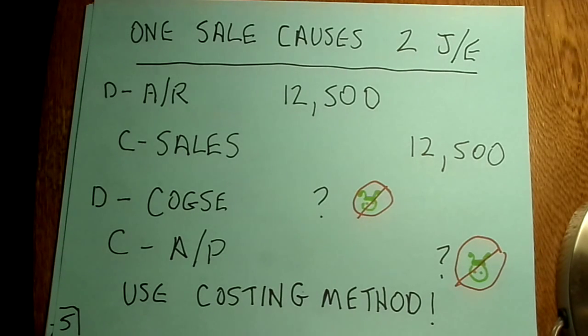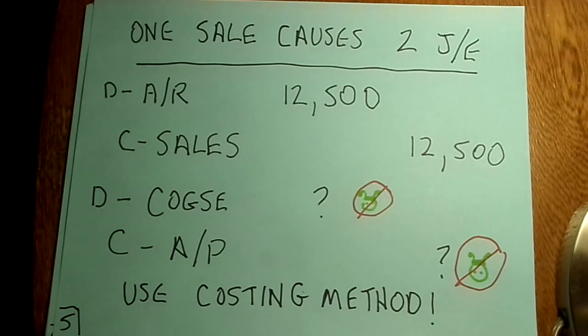We're also going to debit cost of goods sold expense, and we're going to credit accounts payable. But remember, there are no accounting fairies, so I've again drawn a picture of the accounting fairy's face with a line through it, because we're going to have to figure this out. It's a question mark until we determine what the cost price is.